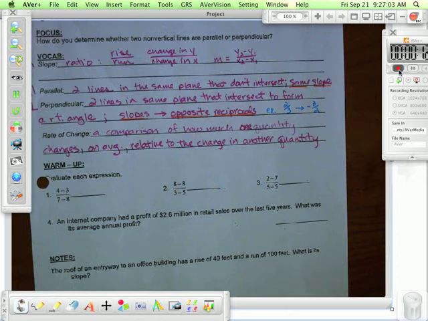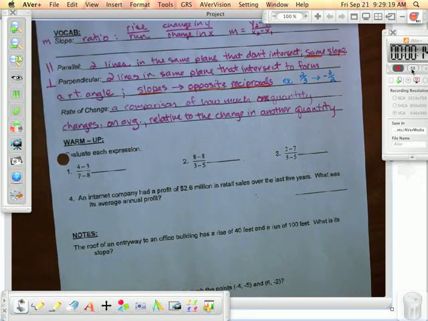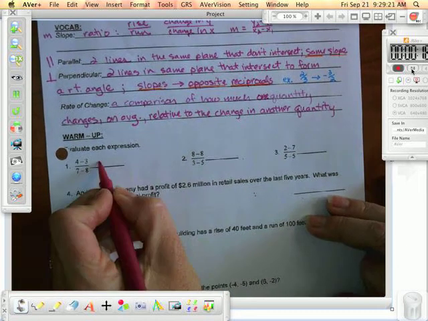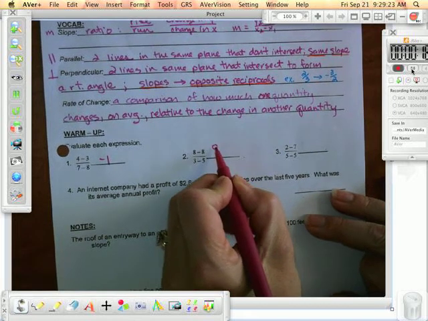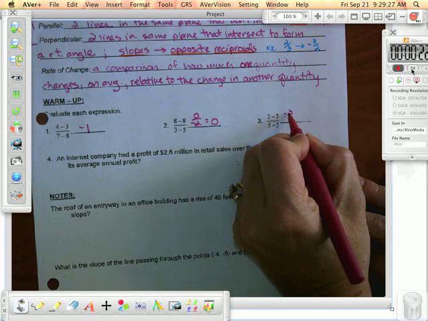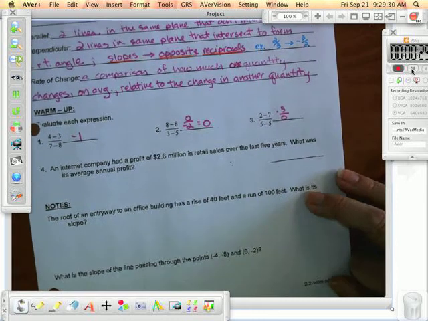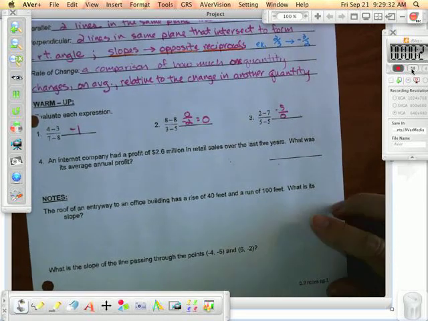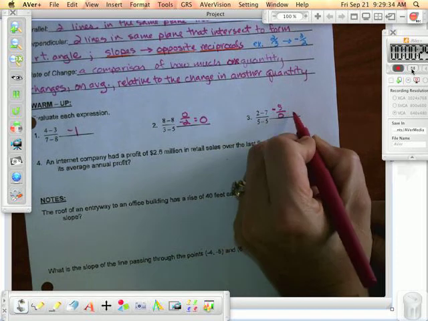Try to warm up. -1, 0 divided by -2 is 0. -5 divided by 0. What's the calculator tell you when you try and divide anything by 0? Yeah, no, can't be done. It's undefined.